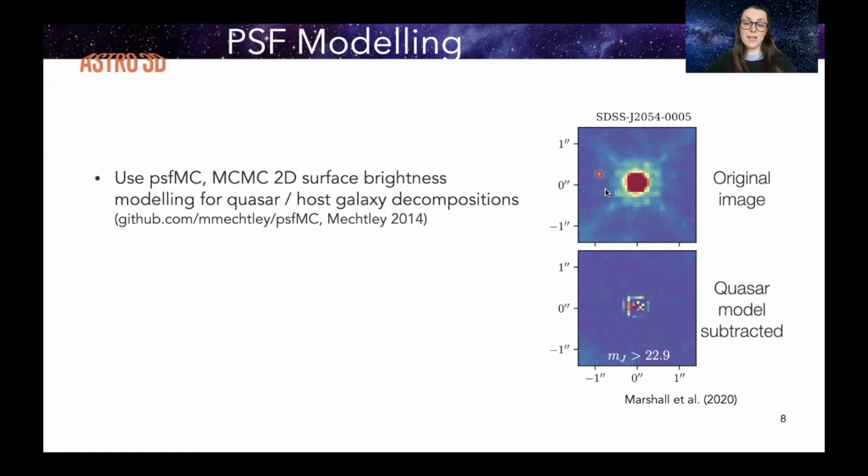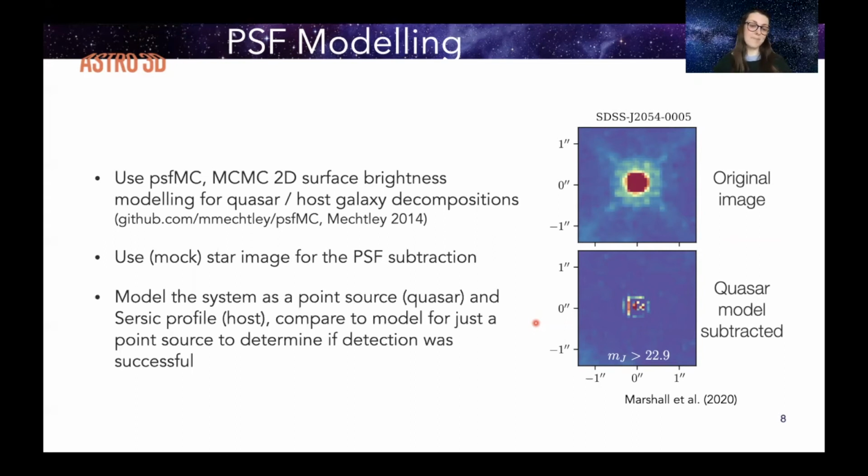Basically, this allows you to subtract that quasar light off and see what's left underneath. The way these observations work in reality is we have to characterize the PSF of the telescope, and the best way that we've found to do that is by taking observations of stars. So for this work, we make mock star images as well as mock quasar images, and we pass these images through the PSF-MC pipeline and then see what we get.